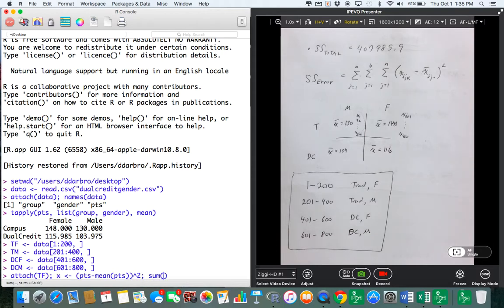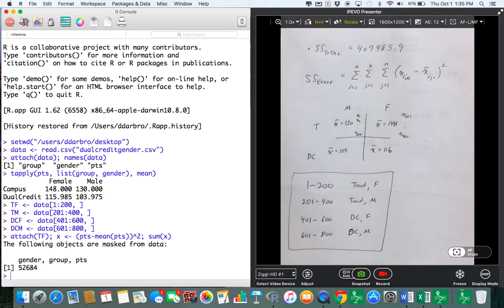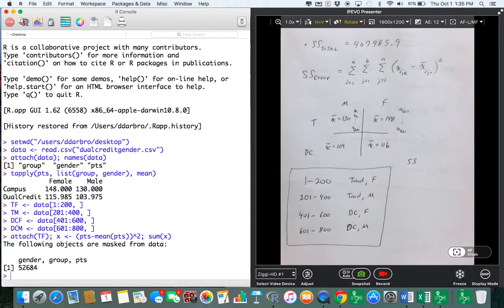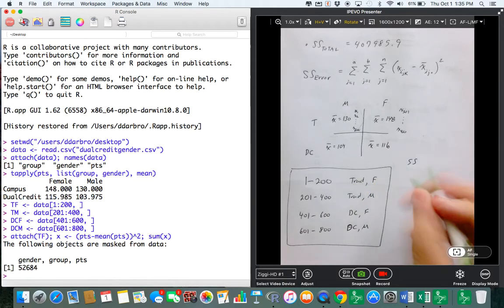And then I want to come in and do a sum of X. Now, what I'll do there is I'm going to create over here my sum of squares for each particular group. So I have traditional female, which is 52,684.